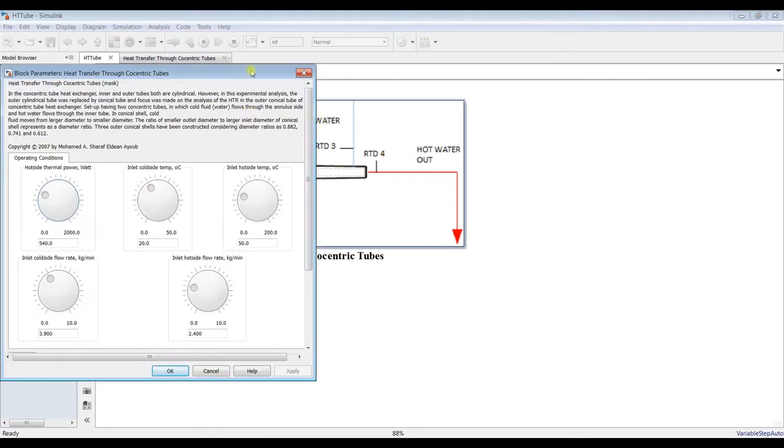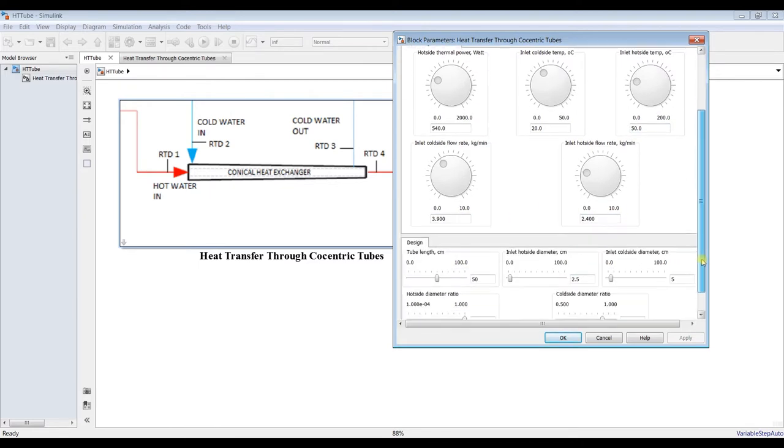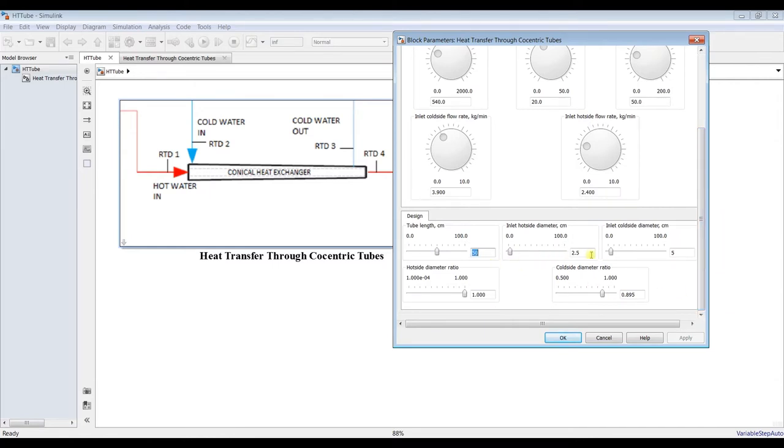Let's discover some parameters. Okay, we need to assign our hot side thermal power and inlet cold side temperature. Suppose we have inlet temperature, cold side inlet temperature and hot water inlet temperature. And we have flow rates, cold side flow rate and hot side flow rate. And we have some specifications such as tube length, inlet hot side diameter, and cold side diameter. And we can control our diameter ratio. Diameter ratio means a small diameter over large diameter for both cold and hot sides. Okay, but in this model, I'm going to change the diameter ratio just only for cold side.